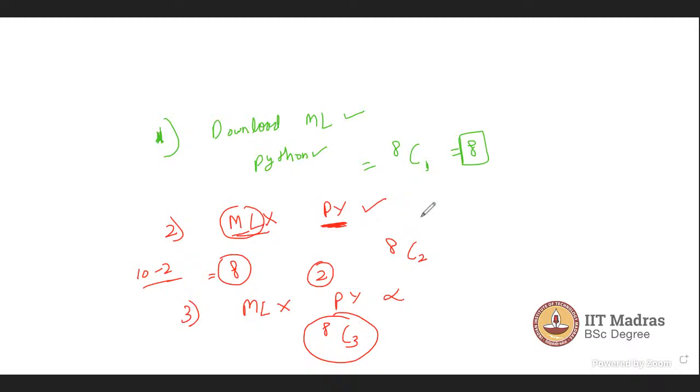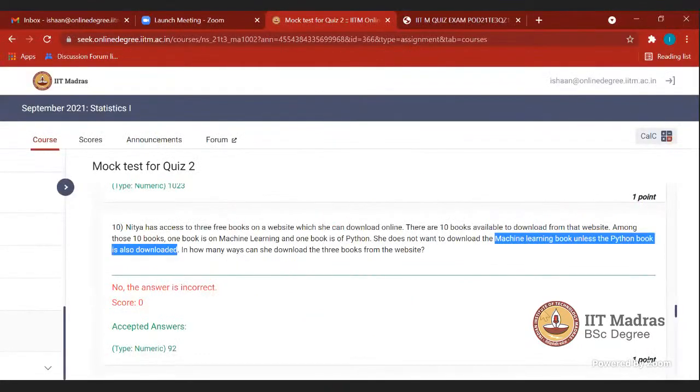Can you just flash the question for us? One minute, let me just answer it. 8C2 plus 8C3, used that property, NCR plus NCR plus 1. Yeah, it's 9C3, same thing. Okay. So we are done. It's only Python is downloaded. ML is not downloaded.